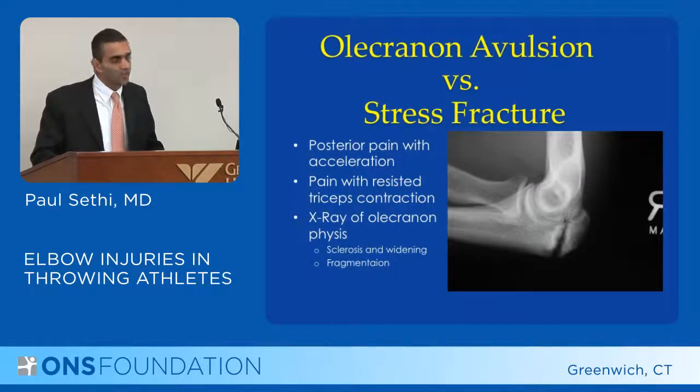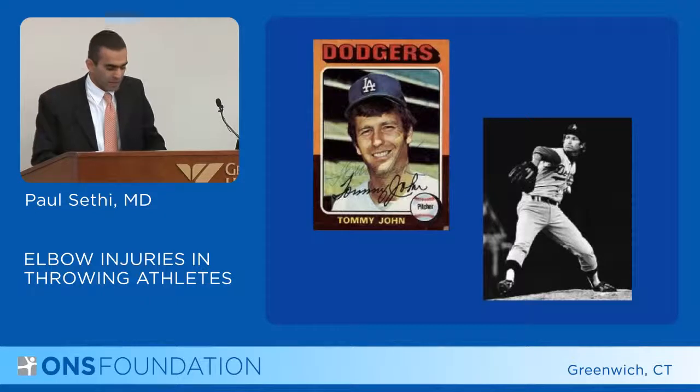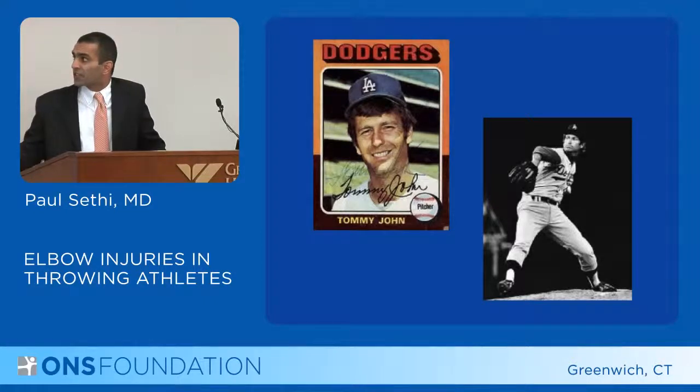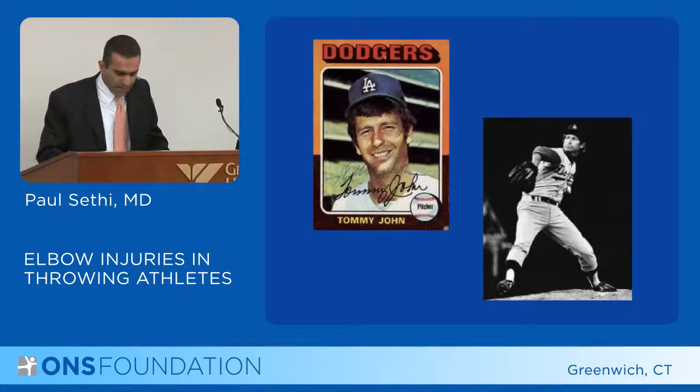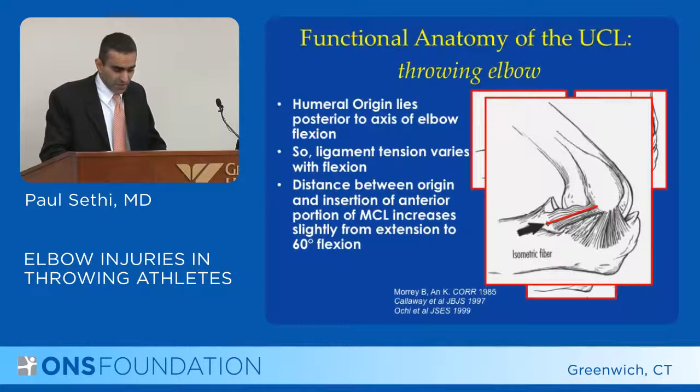Stress fractures in the olecranon, where we can see a normal growth plate, active throwing through a normal growth plate can cause issues, and we can see this on X-ray and MRI. The last part, and I'm just going to spend a few minutes talking about this, is the ulnar collateral ligament. Tommy John is who this is named after. This is his rookie card. And the surgery was named after Tommy John because he was the first person to have this surgery. It wasn't named after the doctor who did it.